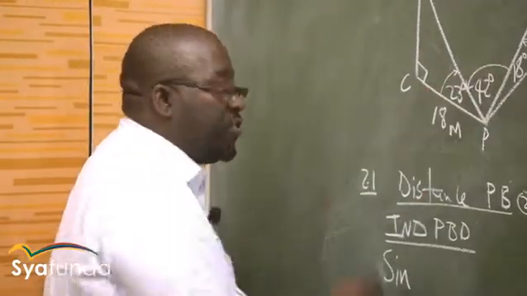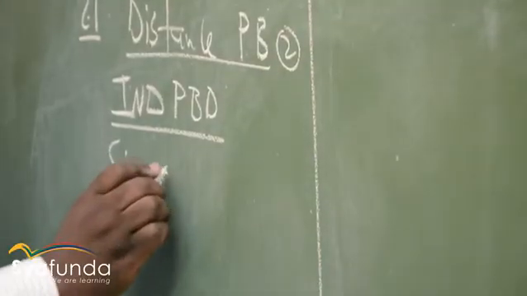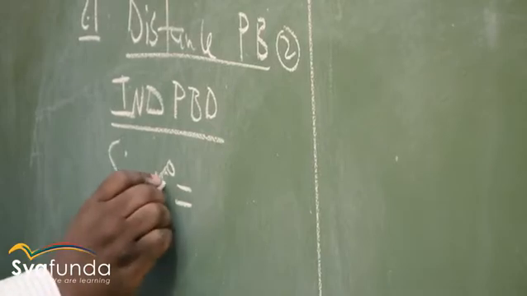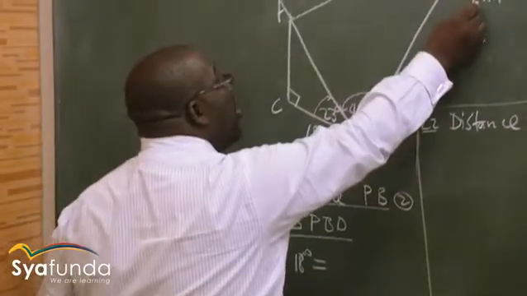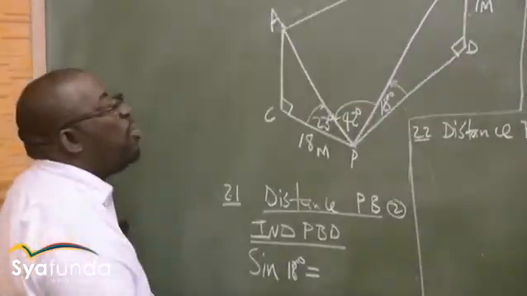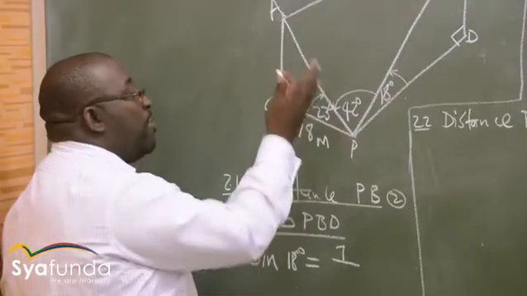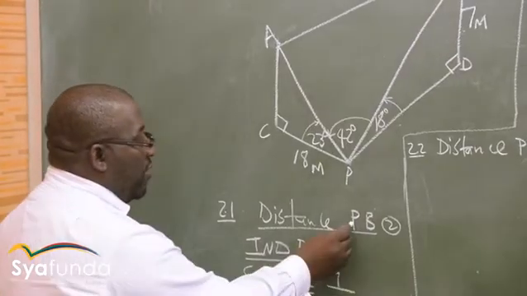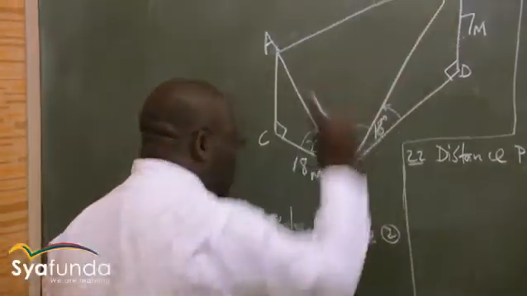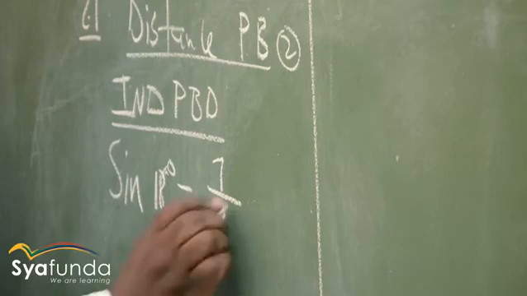What angle do you have in this triangle? It's 18. So sine 18 degrees equals opposite over hypotenuse. What is opposite? It's the dimension 7, over the hypotenuse. What is our hypotenuse? It is, of course, PB, the one we are looking for.